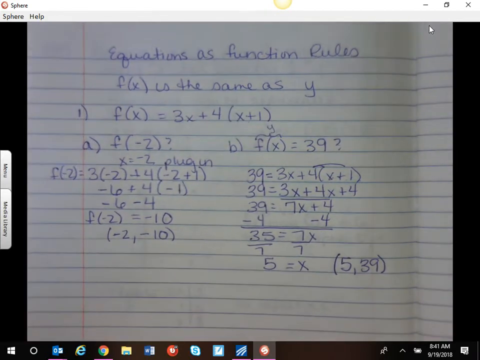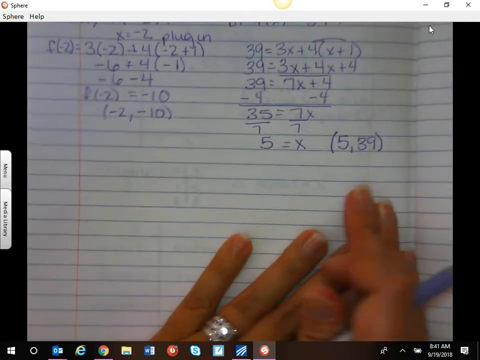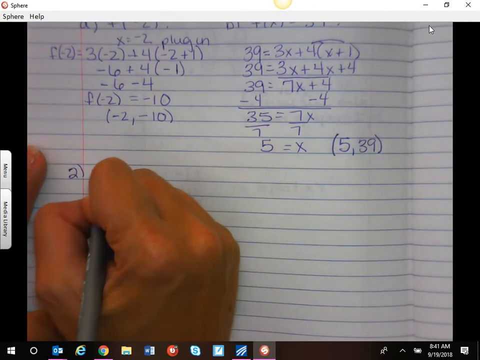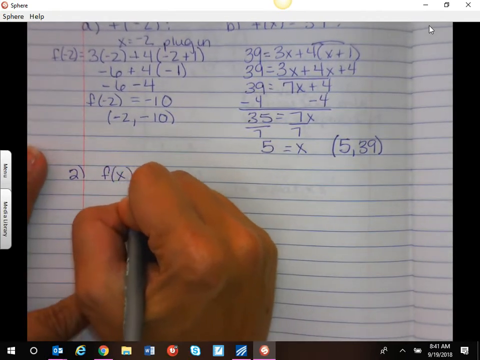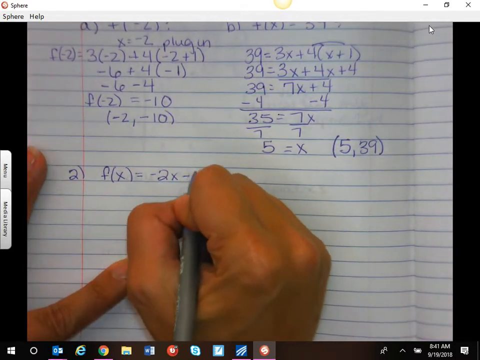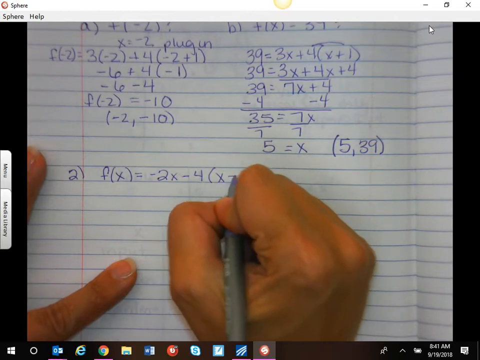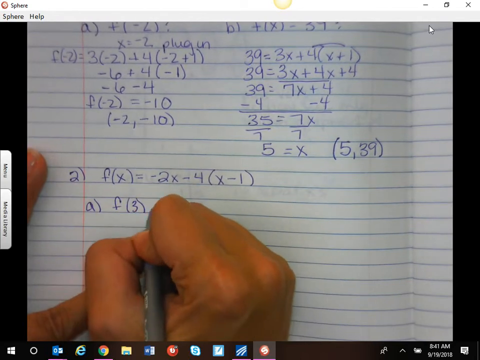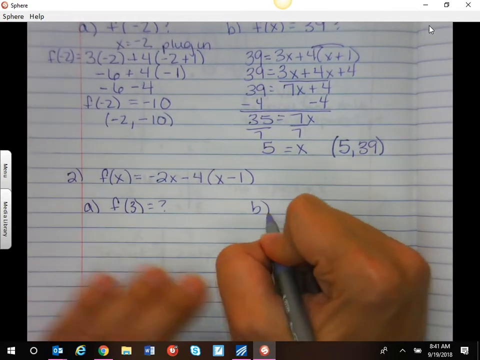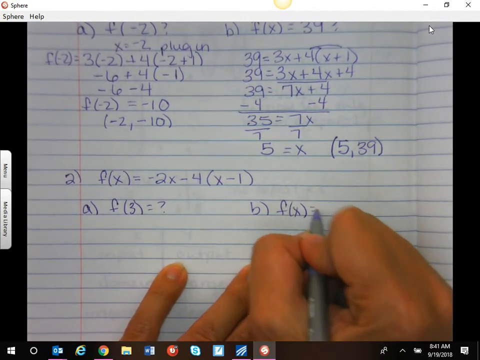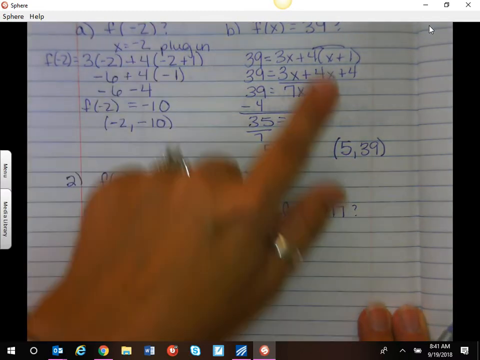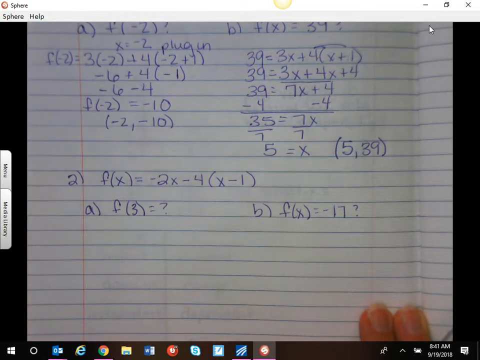What I would like you to try, and you can answer this on the form, is I would like you to try a second example that's very much like this first one. So if I gave you the function f of x equals negative 2x minus 4, parentheses, x minus 1, could you tell me what is the value of f of 3? And what is the value if f of x equals negative 17? So what I would like you to do is plug in like we've done before, get your answer, and make sure you answer that on the form, and then we can talk about it in class.